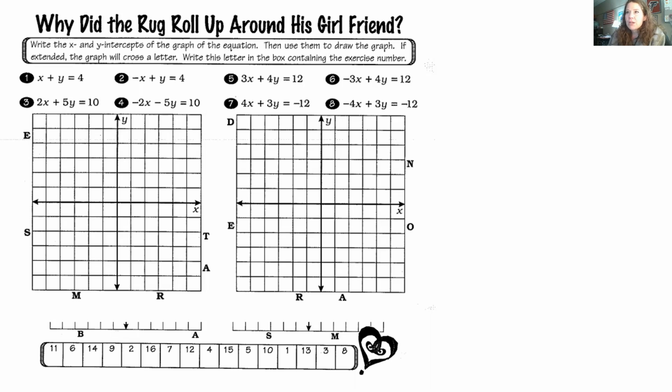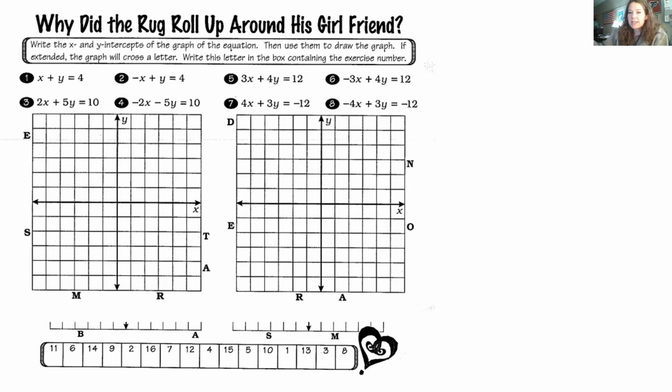So let's read the directions. It says, write the X and Y intercepts of the graph of the equation. Use them to draw the graph. If extended, the graph will cross a letter. Write this letter in the box containing the exercise number.